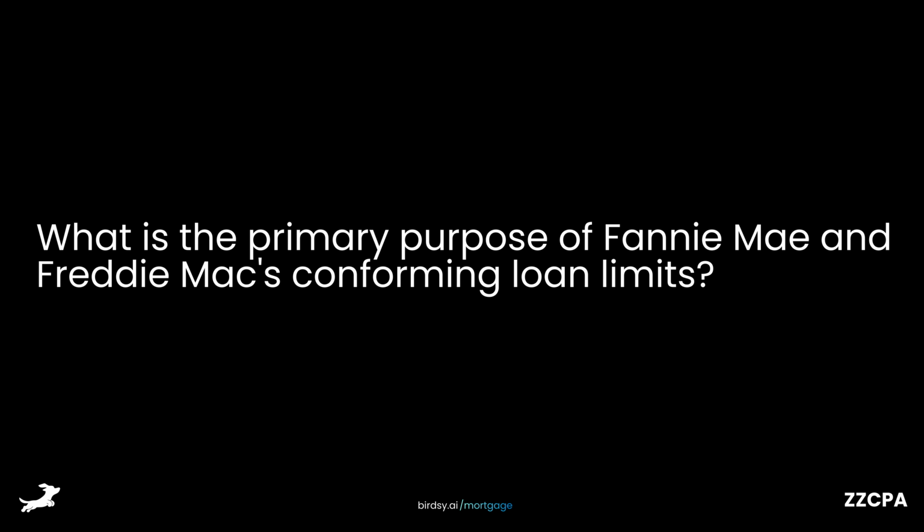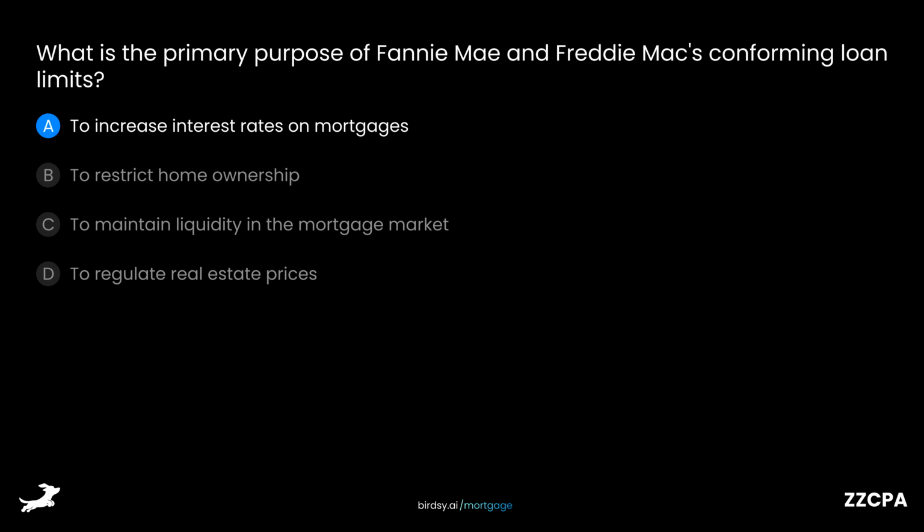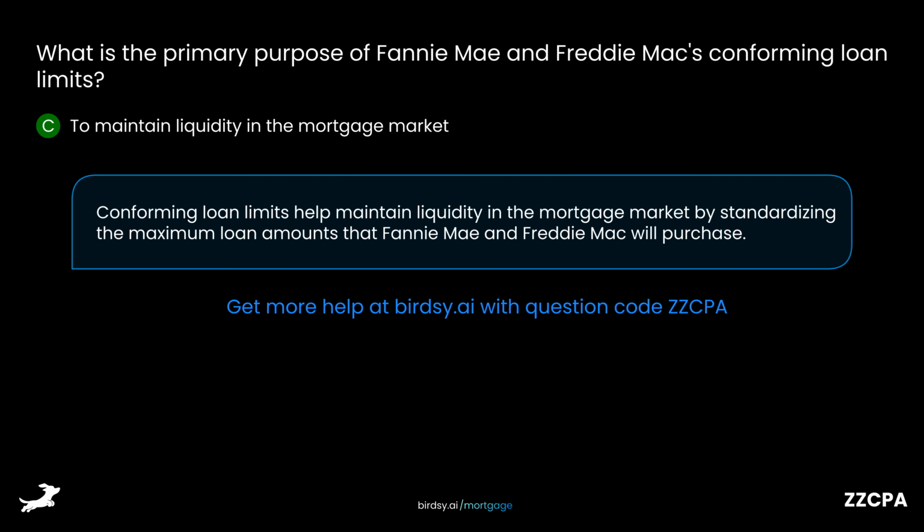What is the primary purpose of Fannie Mae and Freddie Mac's conforming loan limits? Is it A, to increase interest rates on mortgages, B, to restrict home ownership, C, to maintain liquidity in the mortgage market, or D, to regulate real estate prices? The answer is C, to maintain liquidity in the mortgage market. Conforming loan limits help maintain liquidity in the mortgage market by standardizing the maximum loan amounts that Fannie Mae and Freddie Mac will purchase.